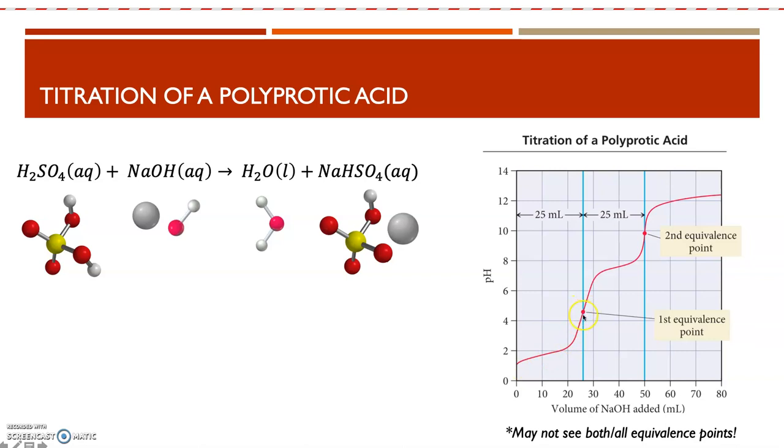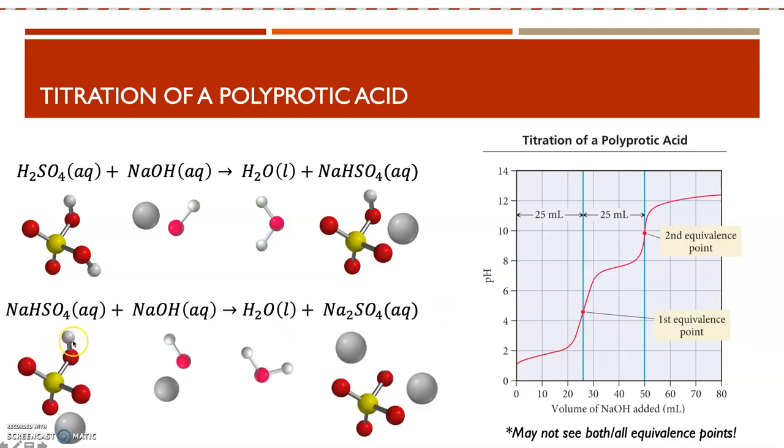And we have the first equivalency point, and then in step 2, we remove the second acidic proton from that acidic salt and react that to create water, and now we have just a salt left over. And that's the second equivalency point. Now the tricky thing about polyprotic titration curves is that you may or may not see all of the equivalency points, depending on how easy it is to remove each one of those protons. So for this curve in particular, this is for sulfuric acid. It's super easy to remove the first proton, but pretty hard to remove the second one.